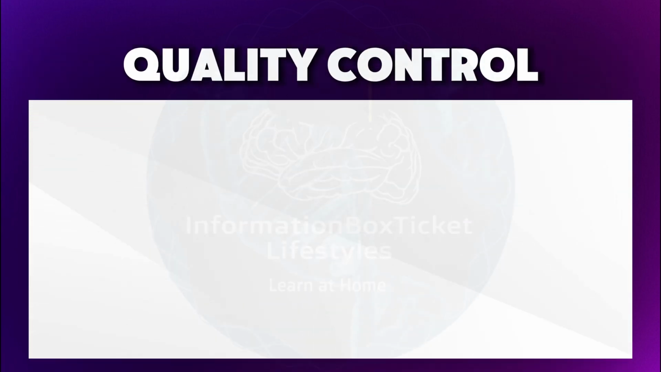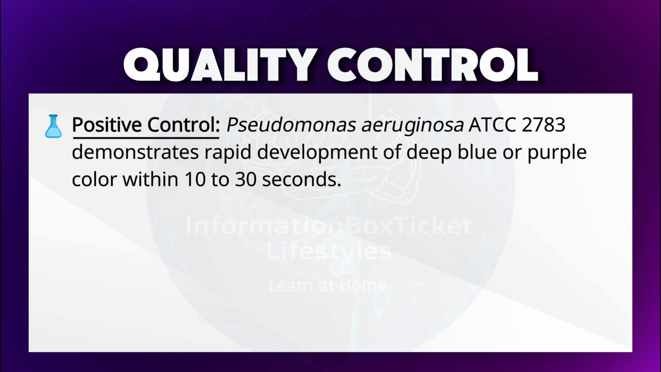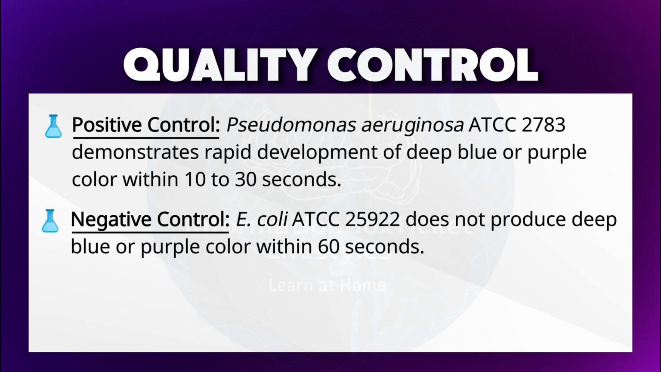Quality control. Positive control: Pseudomonas aeruginosa, ATCC 2783, demonstrates rapid development of deep blue or purple color within 10 to 30 seconds. Negative control: E. coli, ATCC 25922, does not produce deep blue or purple color within 60 seconds.